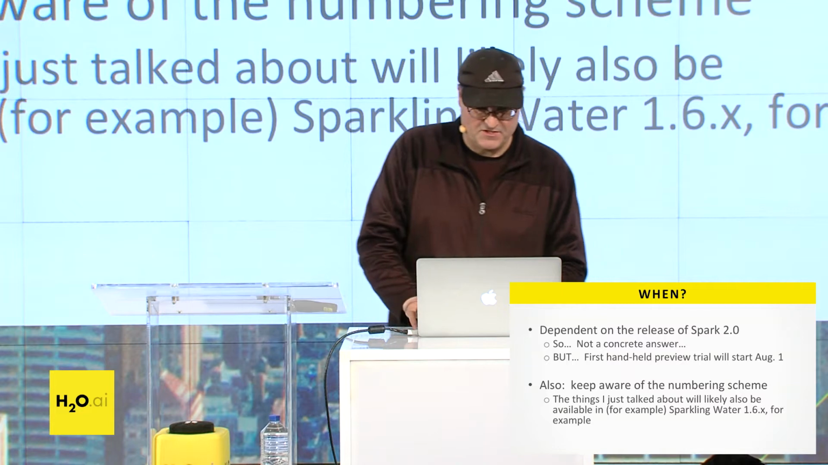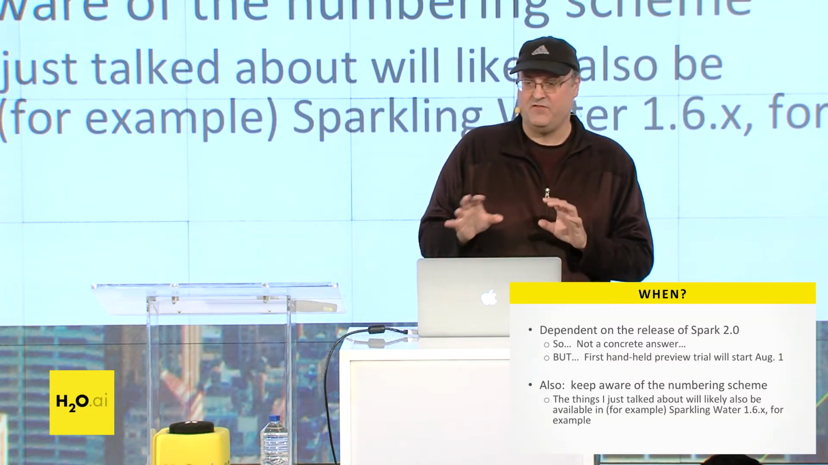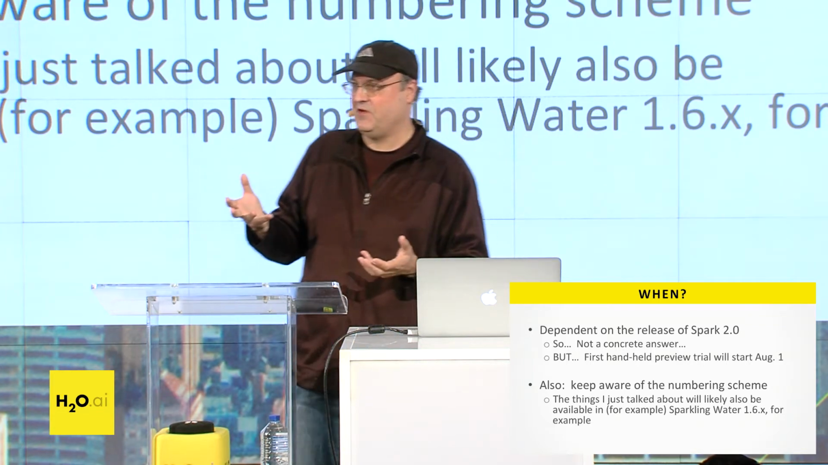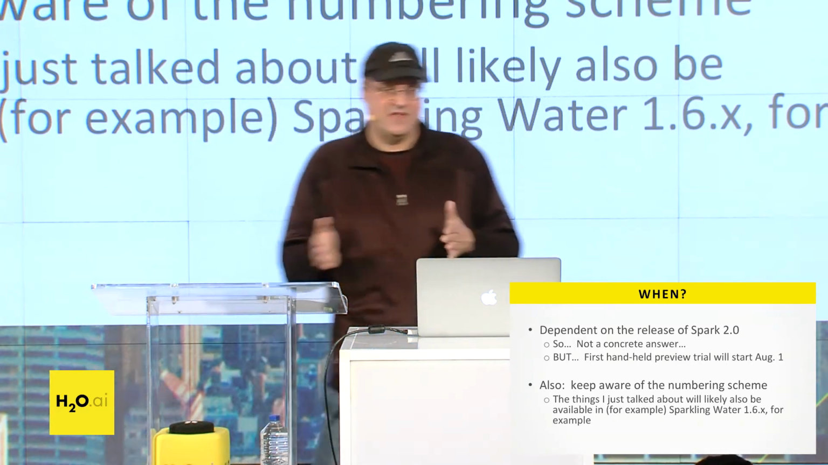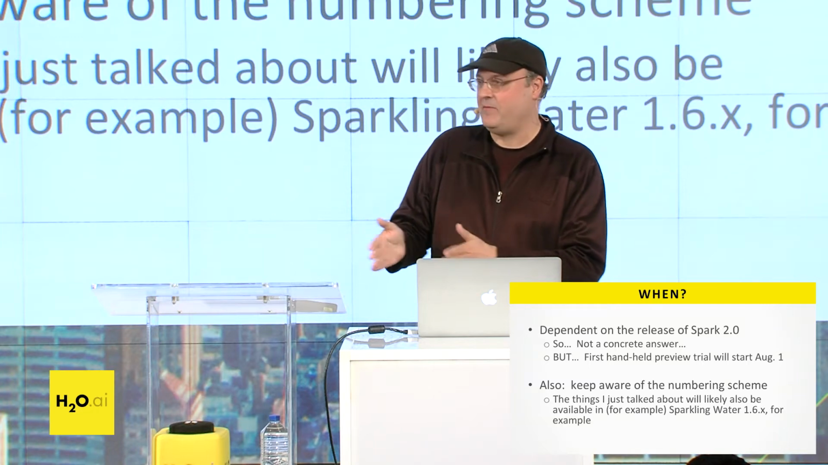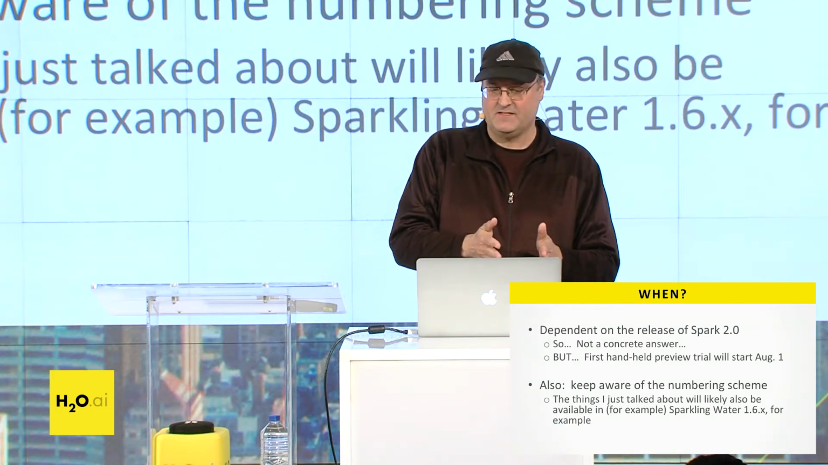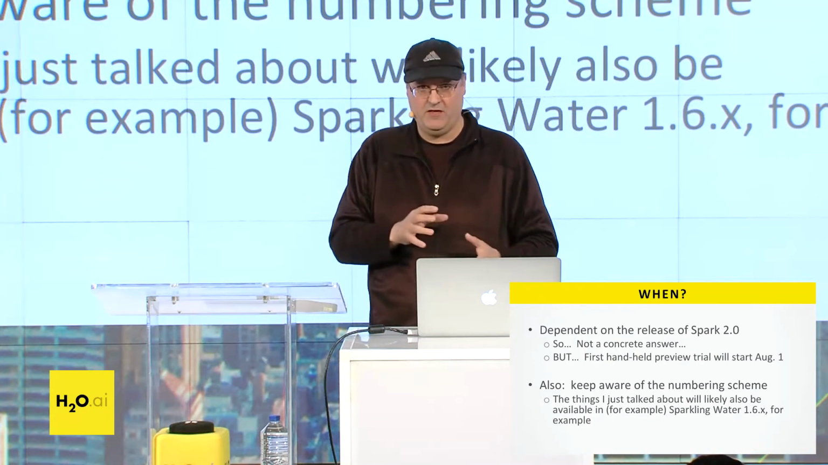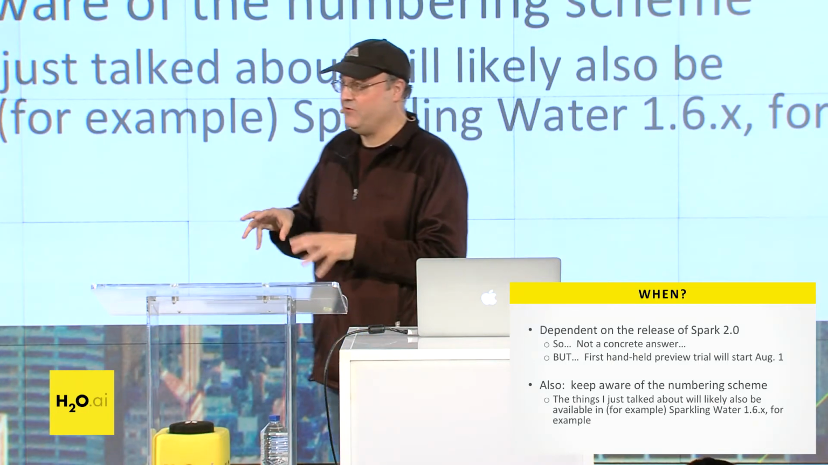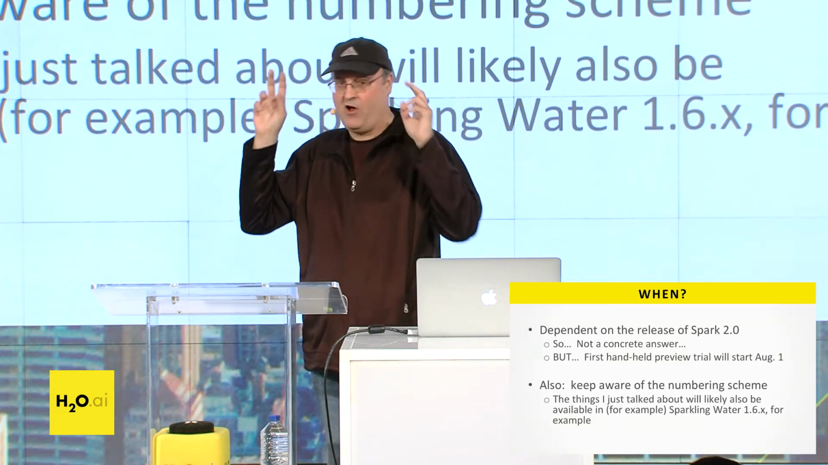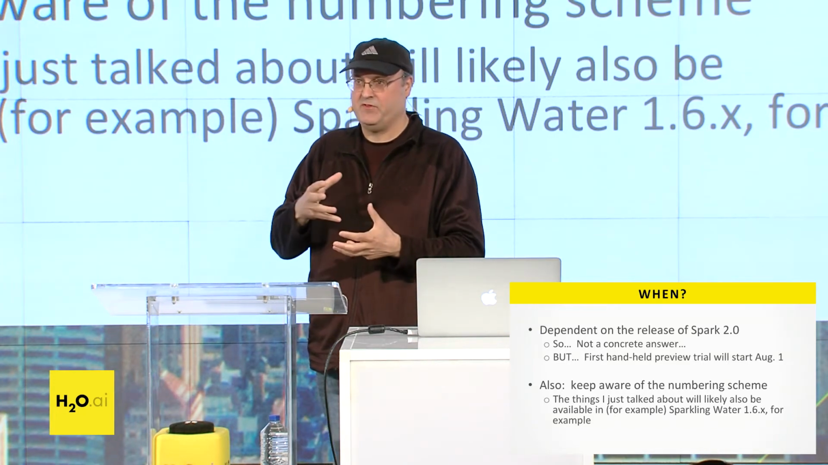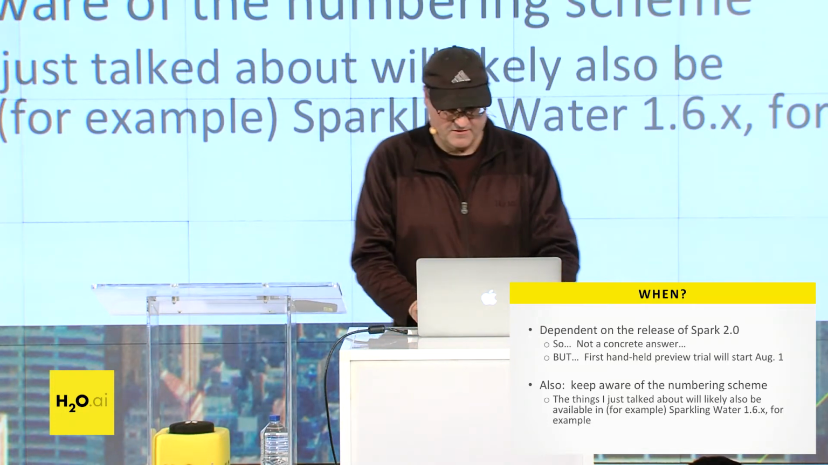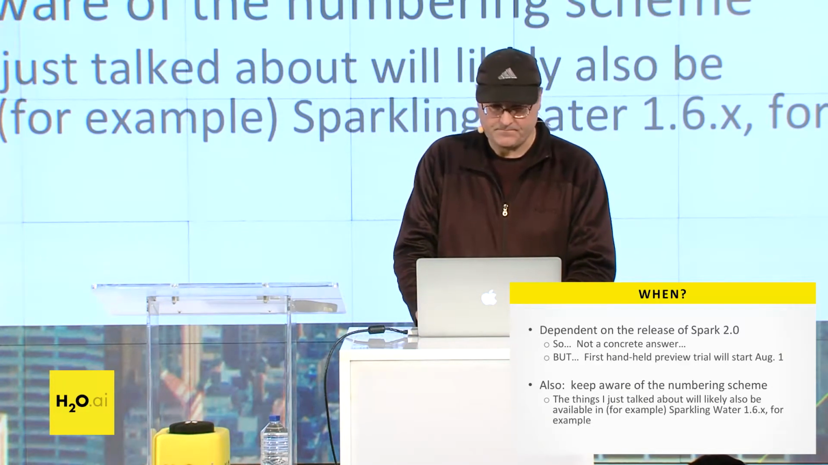And then the final thing I'll mention is the numbering scheme. Just keep a little bit aware of it. Even though we're calling it Sparkling Water 2.0, the thing that I just showed you is actually built on top of Sparkling Water and Spark 1.6. So most of these things will be backported as well. Even though Spark 2.0 is the latest and greatest, these capabilities are moving forward in the release chain for the different versions of Spark as well.